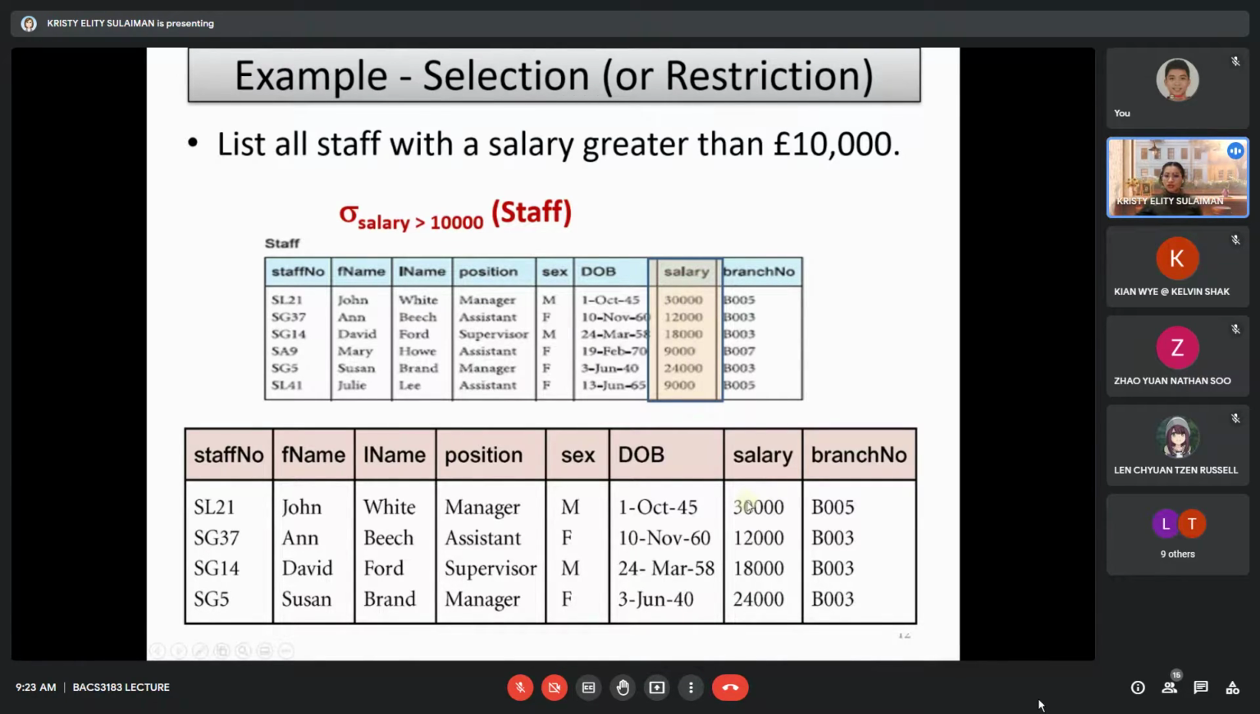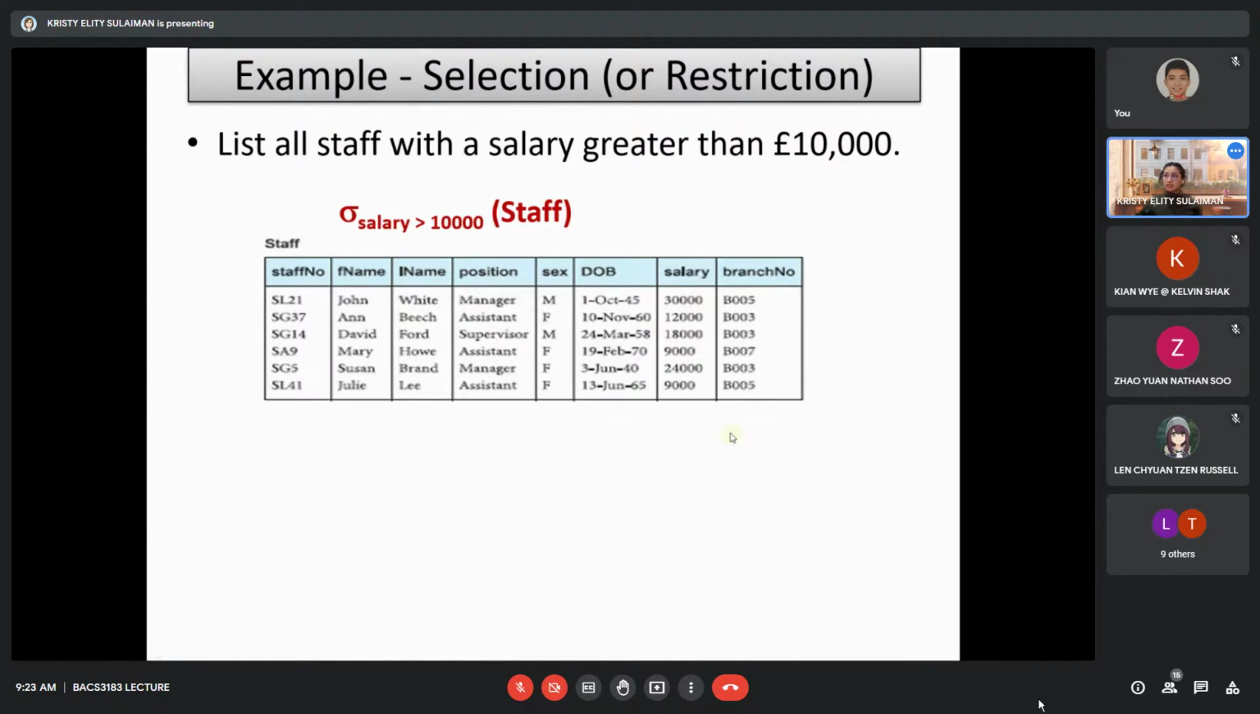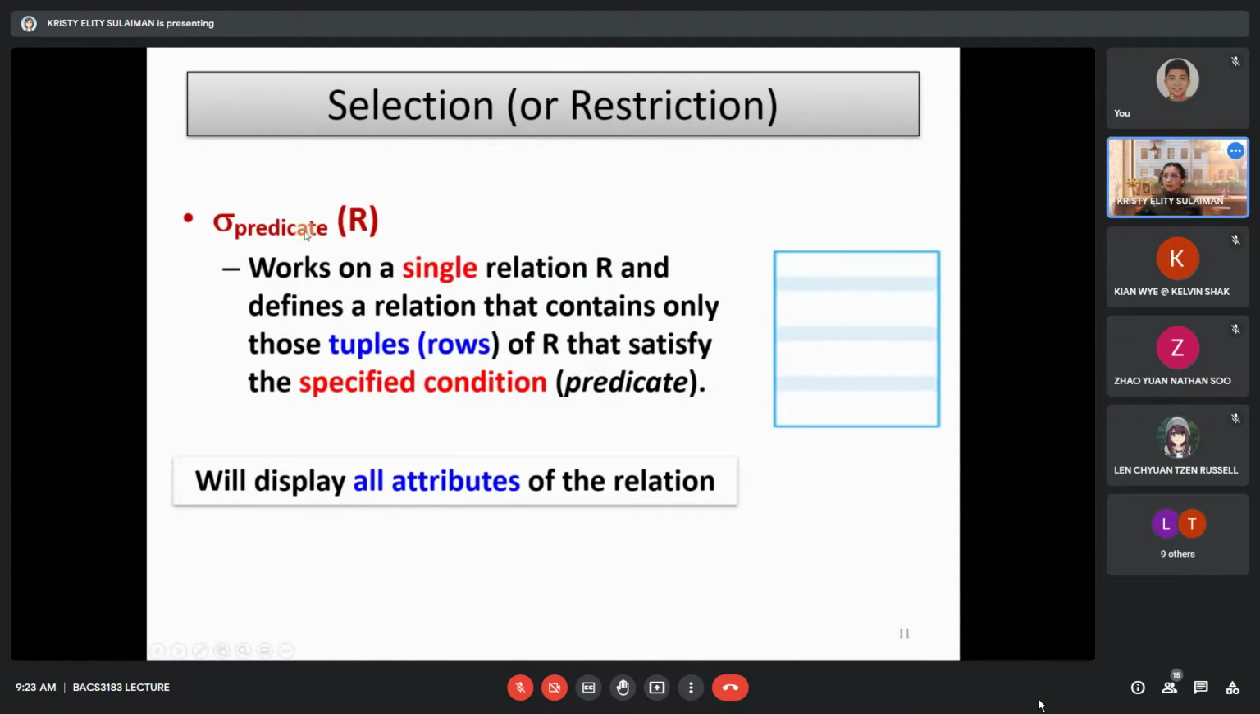Okay, so the result of this operation is shown here. We have four staff with a salary greater than 10,000. I repeat, for this selection, we have a predicate, which is a specified condition, and it will refer to a single relation.